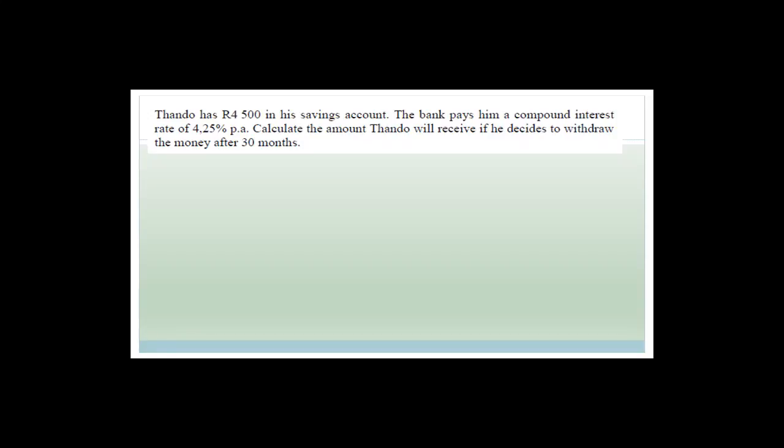Okay, so the formula that we're going to be using is A is equal to P times (1 plus i) to the power of n, where P is the principal, the amount of money he deposited. i is the interest, but remember now it always has to be a decimal. I know you're going to go, oh, but 4.25 is a decimal, but what we mean is that you actually have to take that percentage and convert it, so it becomes 0.0425.